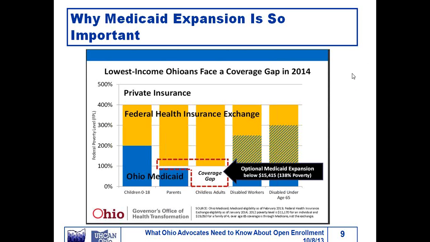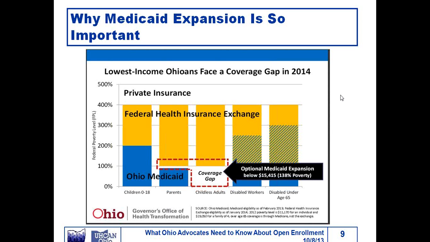So actually, this is a pretty good deal for any state to have 90% of the Medicaid expansion picked up by the federal government. In contrast, with the Medicaid population that we serve right now, Ohio pays about 32%, and the federal government pays about 68%.